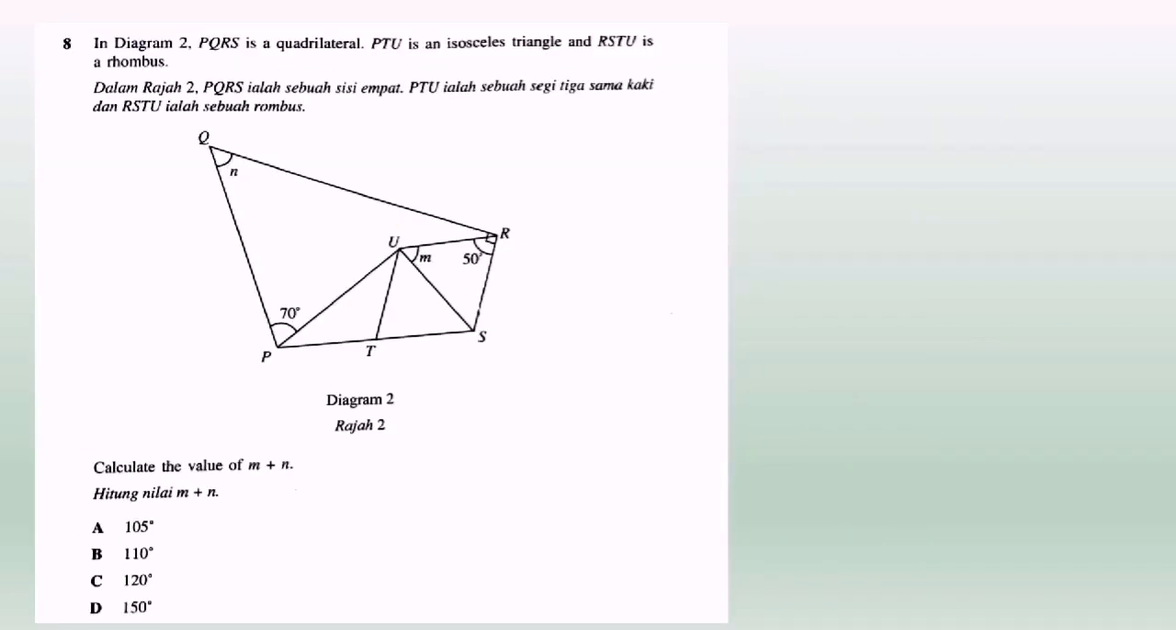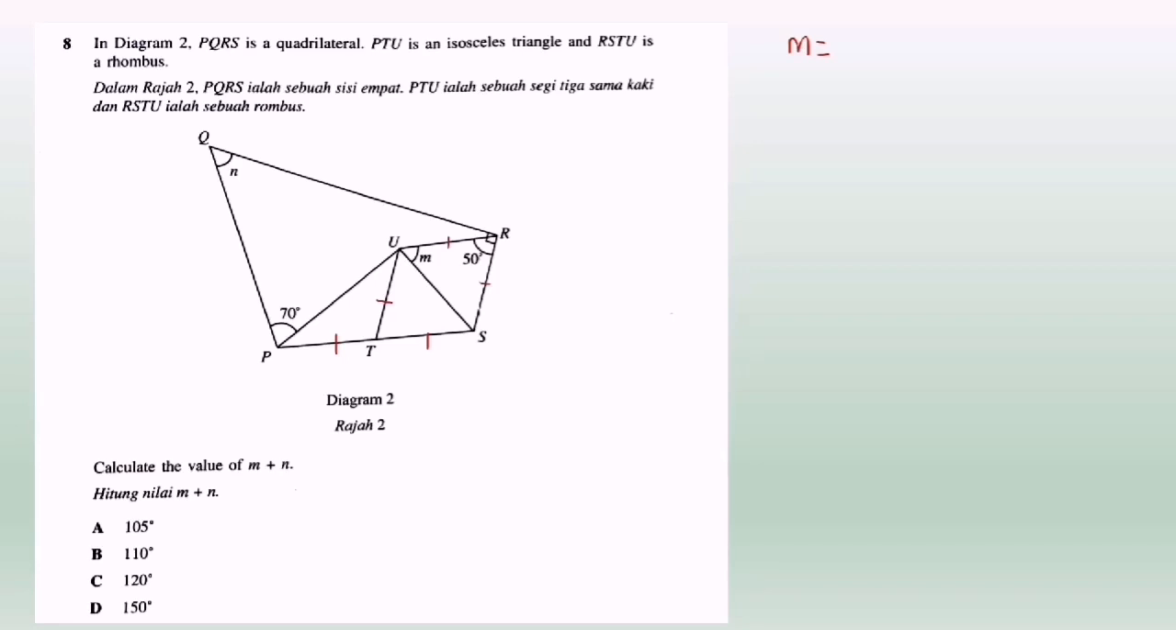Question number 8. In diagram 2, PQRS is a quadrilateral. PTU is an isosceles triangle. RSTU is a rhombus. Calculate the value of m plus n. Okay, so for a rhombus we have equal sides, so this is also an isosceles triangle.